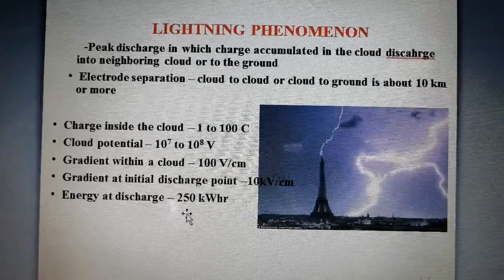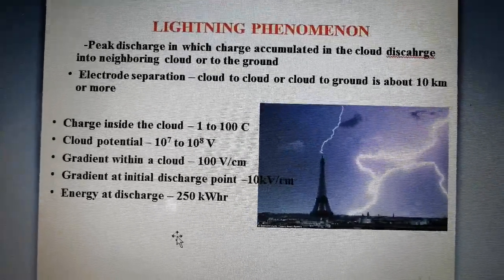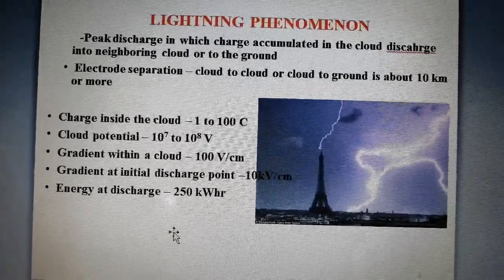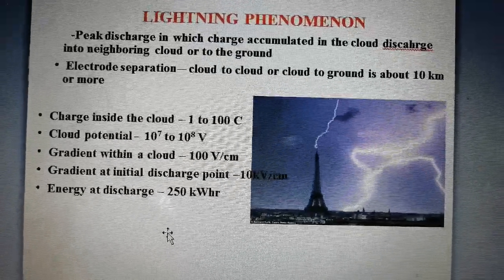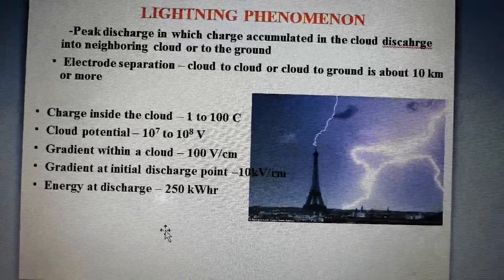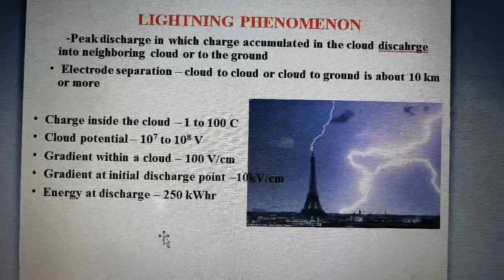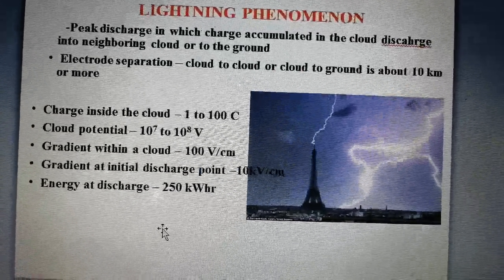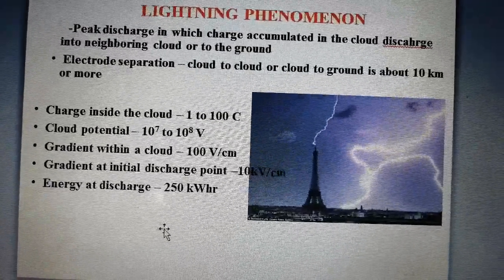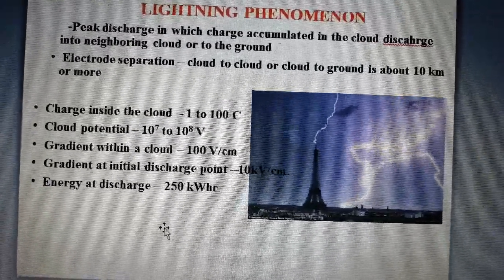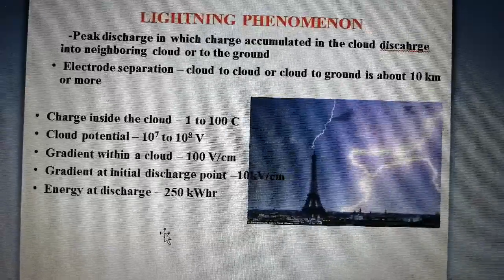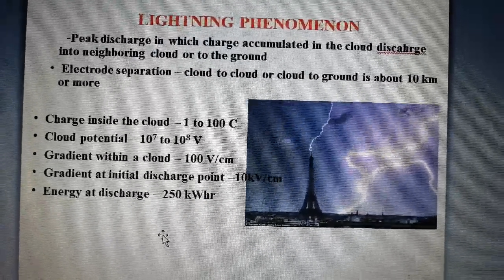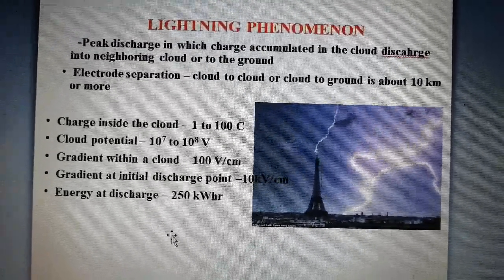The charge inside the cloud is approximately from 1 to 100 coulomb. The cloud potential is 10 power 7 to 10 power 8 volt, whereas the gradient in a cloud is 100 volt per centimeter. The gradient at the discharge point is 10 kV per centimeter, whereas the energy at discharge point is 250 kilowatt hour.